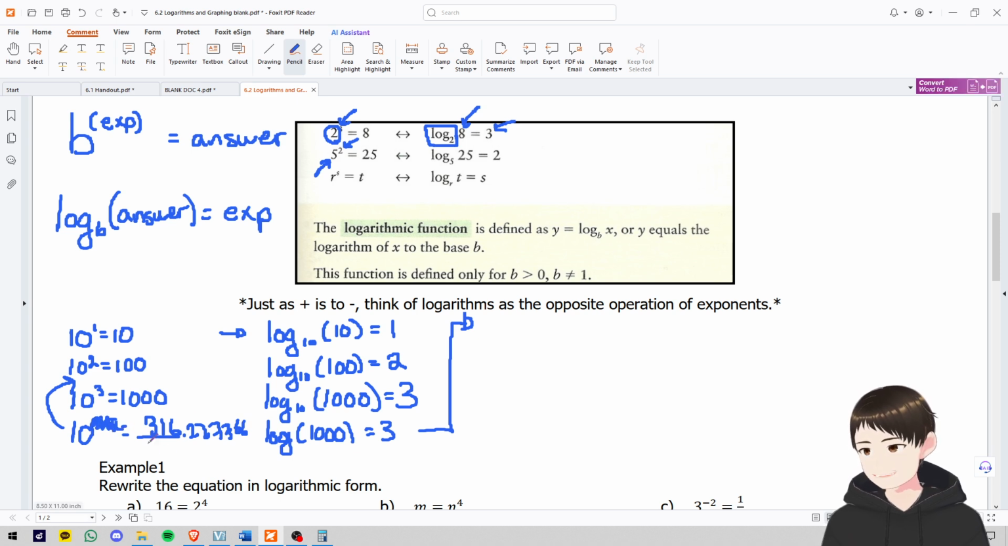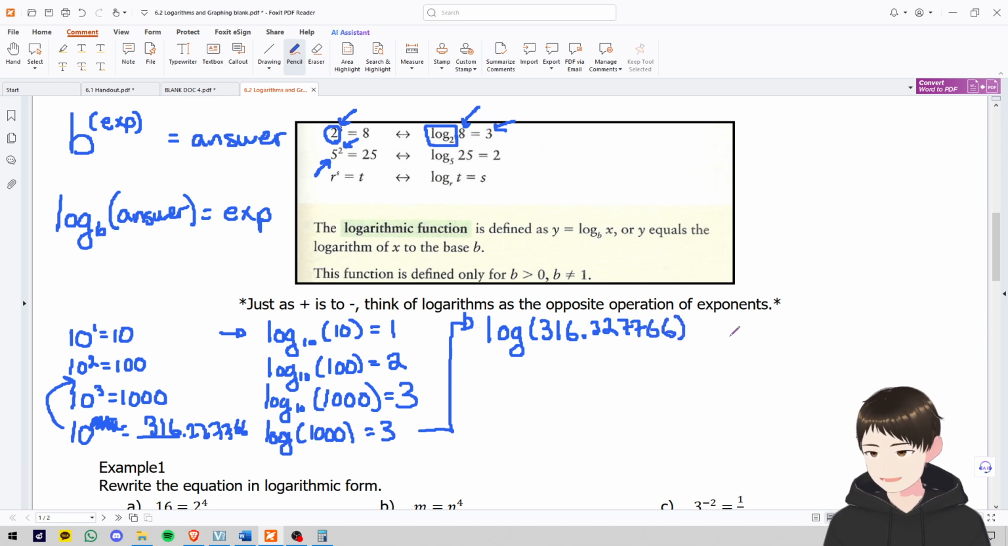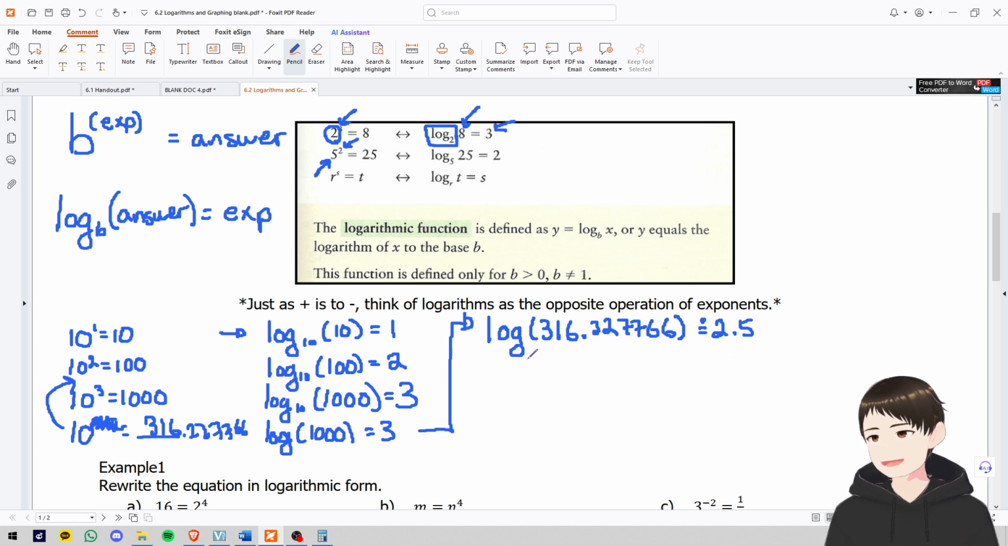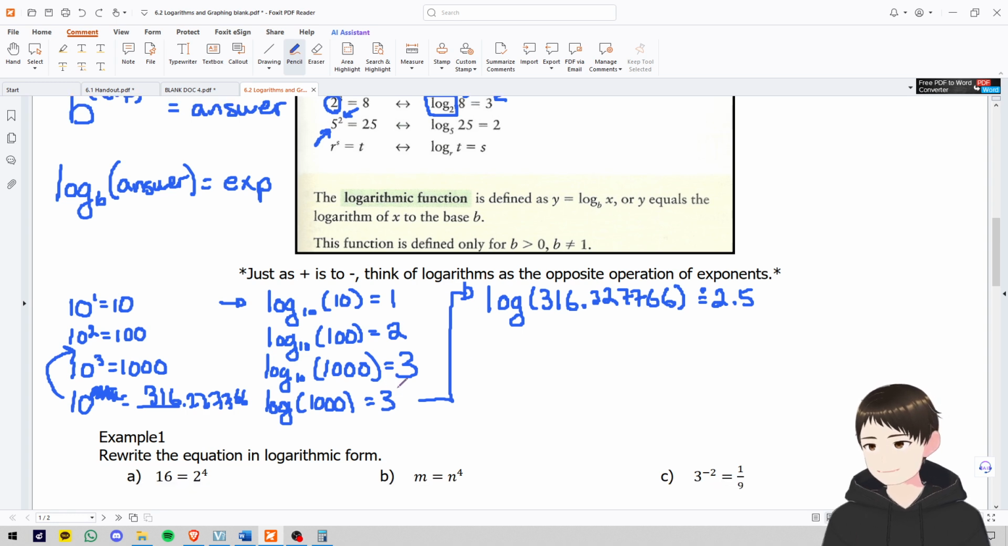And I'm like, hey, what exponent do I need to get an answer of 316.227766? You do a logarithm in the calculator and you will get approximately 2.5. That's the usefulness of a log. If this was my answer, what was the exponent? Super useful. So let's try it.